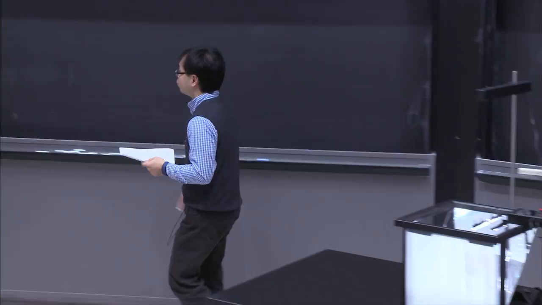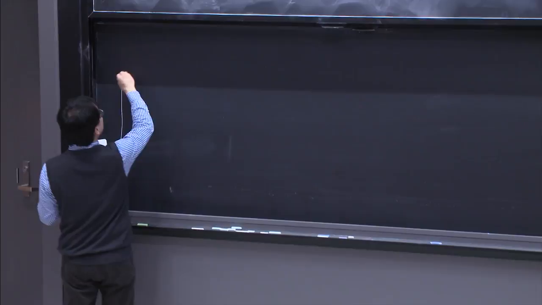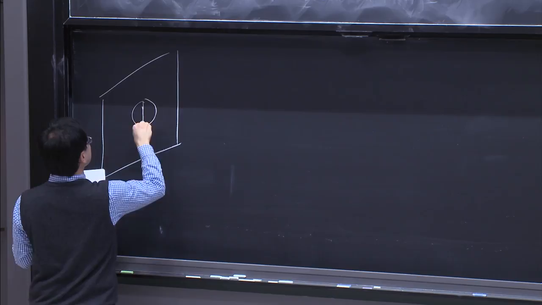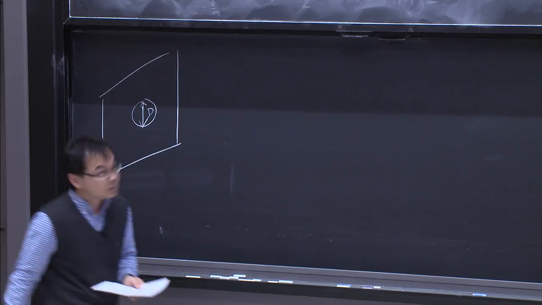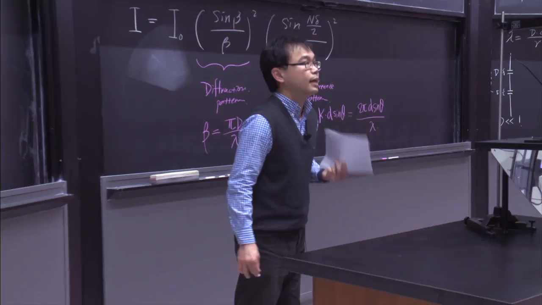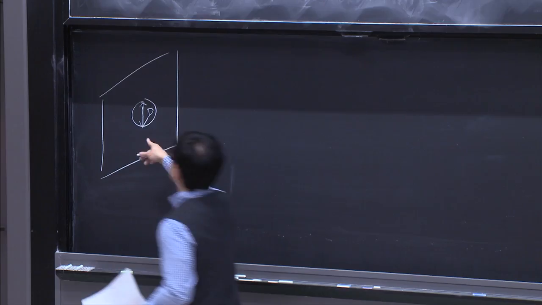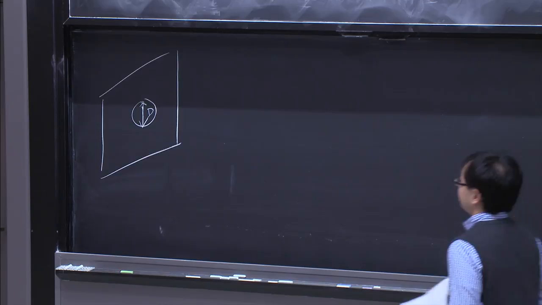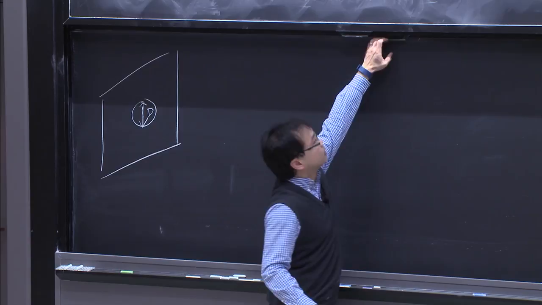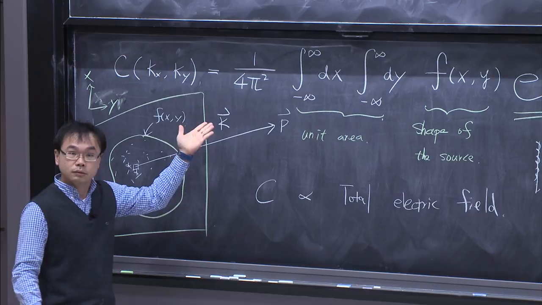So if I consider now a pinhole with diameter equal to d, all right? What we are doing right now is not a single slit anymore, but a hole with radius d over 2, all right? And we can do exactly the same calculation using this formula, but I'm not going to do that for the sake of time, all right?